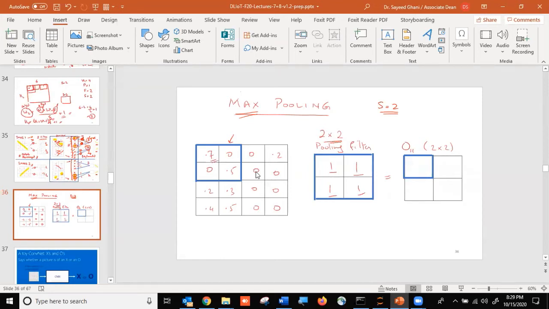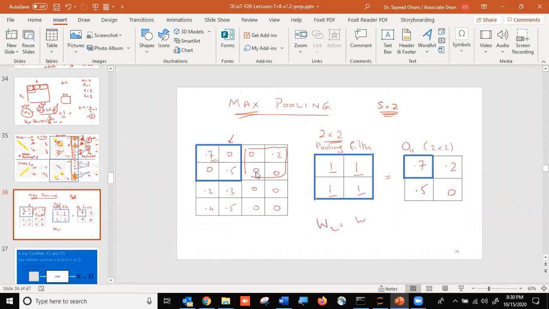So what is the maximum value over here going to be? 0.7. And you're going to apply it now, using a stride of 2. So what's the maximum value over here going to be? 0.2. What's the maximum value over here going to be? 0.5. And it's going to be 0. Okay, so this is a very simple technique, and guess what the output size is going to be?